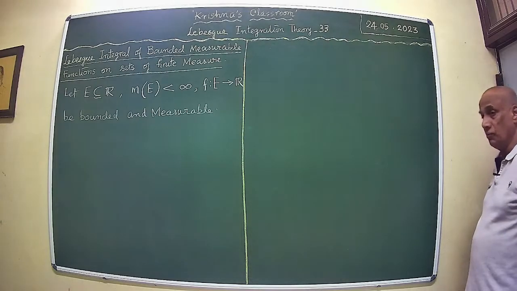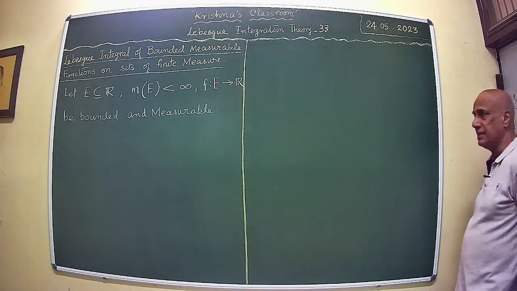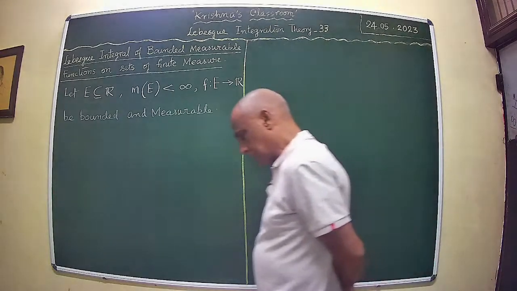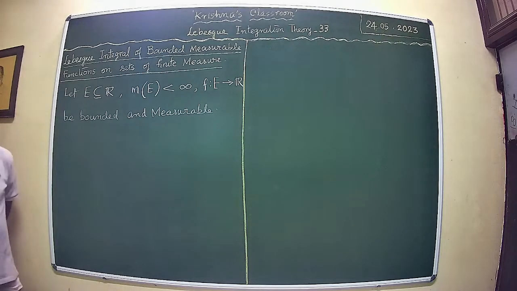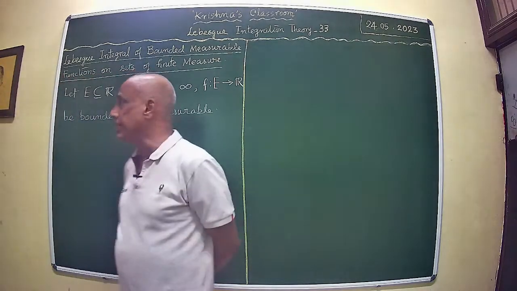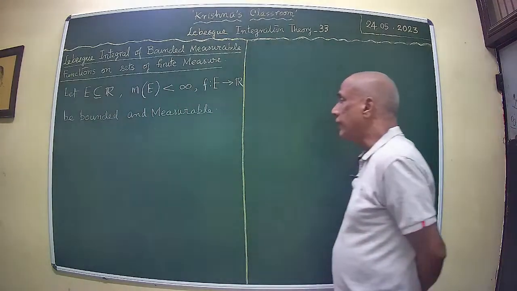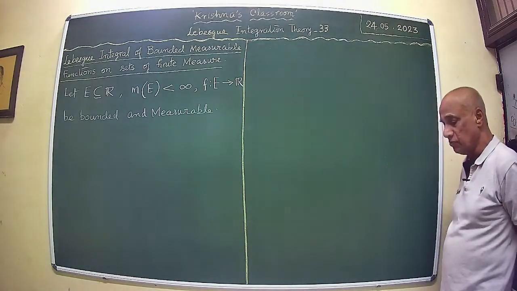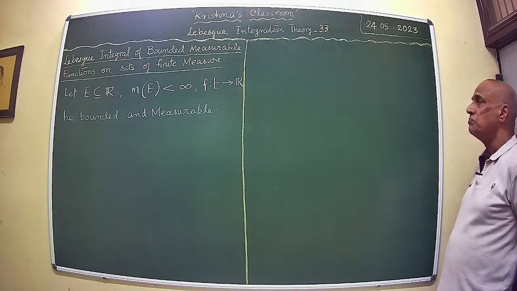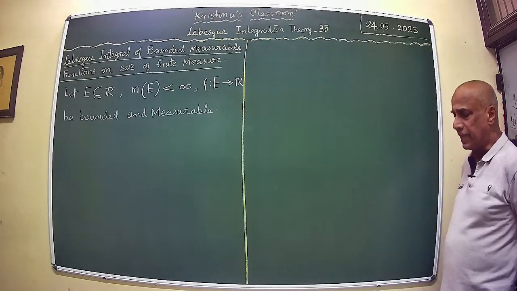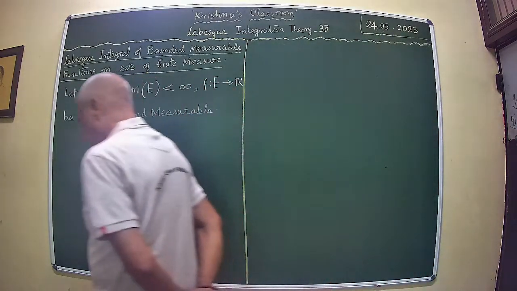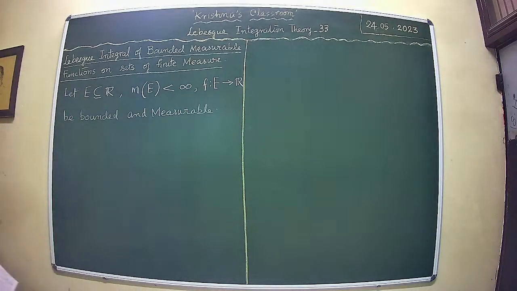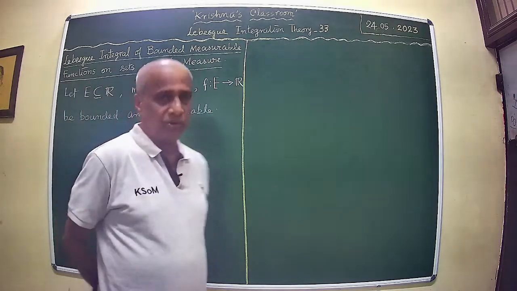Now we do a similar exercise here, and what we do is the following. We are looking at bounded measurable functions on sets of finite measure and trying to approximate such functions by what are called simple functions from above as well as from below.